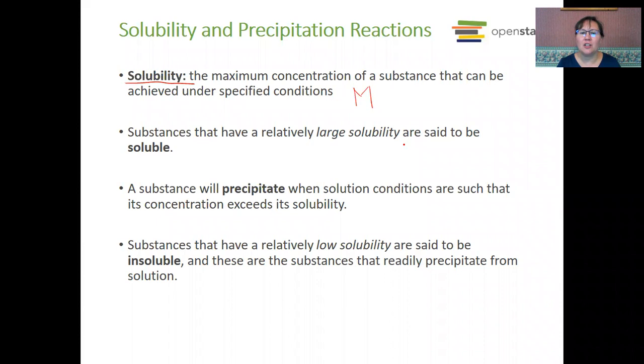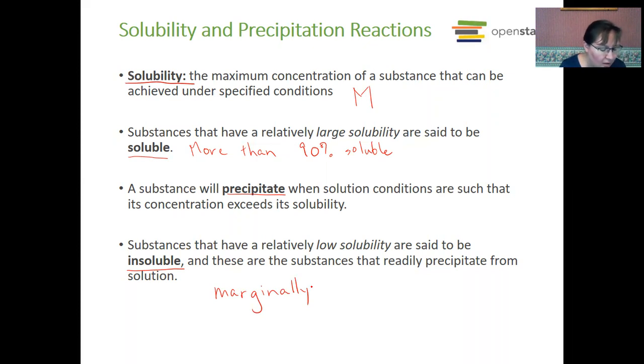Substances that have a relatively large solubility are said to be soluble. One way to look at this is to ask, is it more than 90% soluble? In those cases, most of the time you're not going to end up with a precipitate. A substance will precipitate when solution conditions are such that its concentration exceeds its solubility. Substances that have a relatively low solubility are said to be insoluble. A lot of times places will also say marginally or slightly soluble.